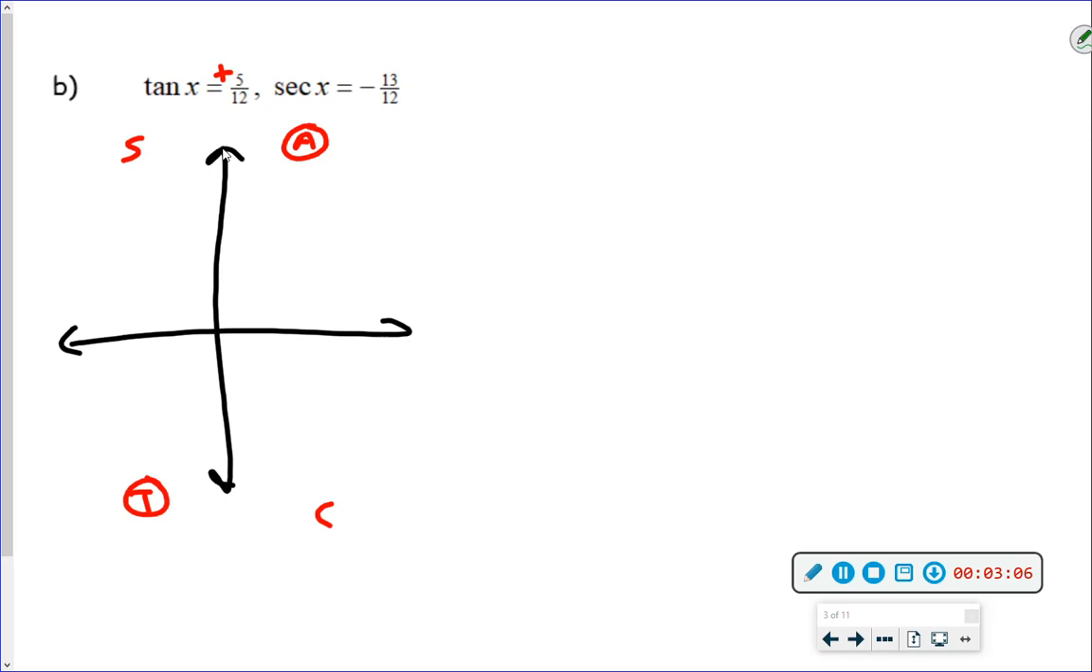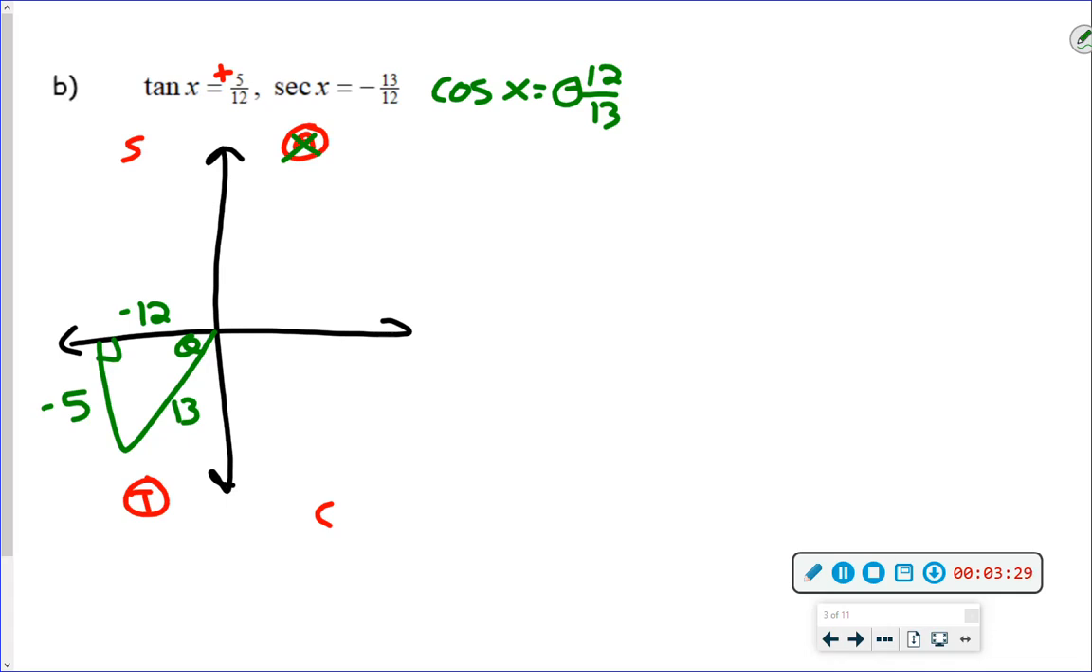Secant. Now, we like to work in the main 3 trig functions, so I'm going to go ahead and do the reciprocal of that. And more importantly, cosine's negative. So if cosine's negative, that's going to eliminate quadrant 1 because everything's positive there, so I'm going to have to draw it in 3. All right, tangent, of course, opposite over adjacent, and hypotenuse would be 13: 5, 12, 13, our Pythagorean triple.